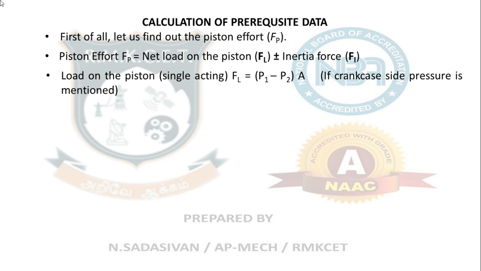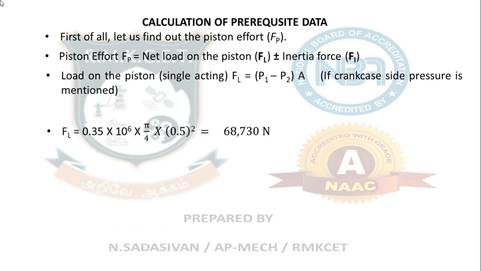So FL equals (P1 minus P2) into A, pressure into area. P1 minus P2 is directly given to you in the question. The difference in pressure, P1 minus P2, is directly given as 0.35. You don't have to subtract anything. The difference in pressure is directly given.